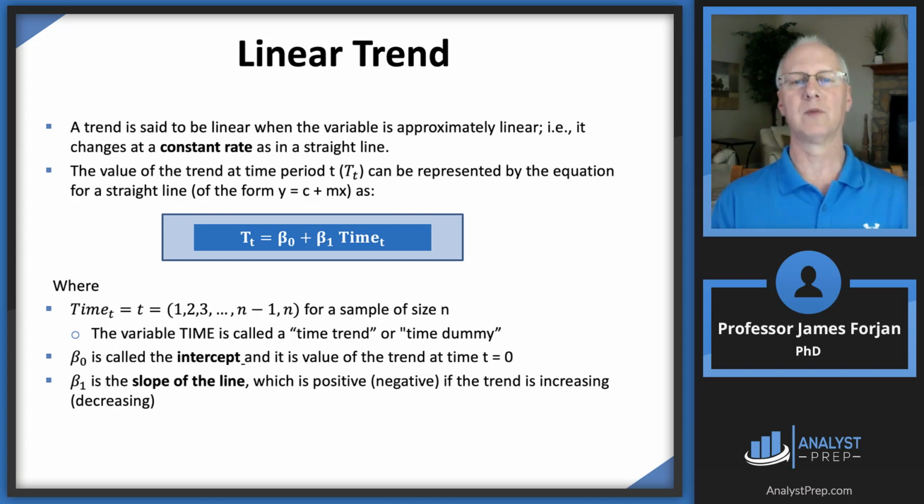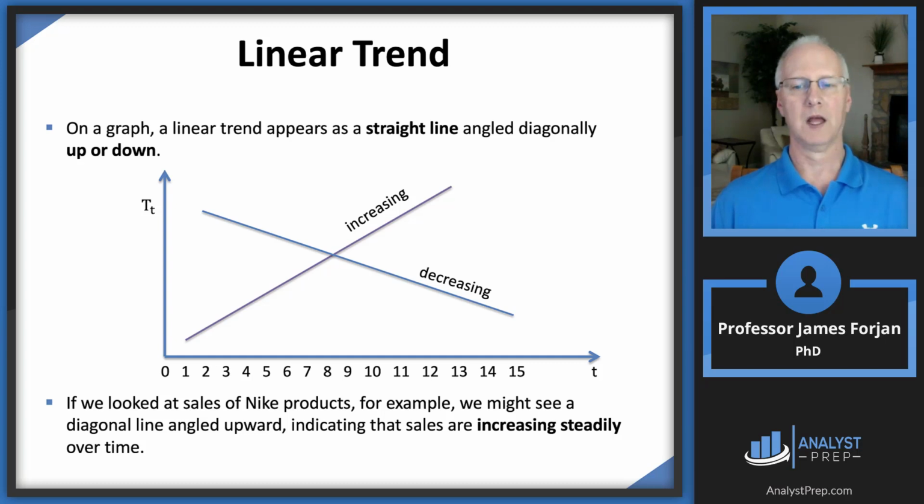So hopefully you get a sense of what we're trying to do here: to decide if there is a positive or a negative relationship between the passage of time and the dependent variable. And so there's a quick picture of whether the slope could be upward or downward. Increasing, of course, goes up. Decreasing, of course, goes down. And there's an example in the last square point, sales of Nike products. We probably will see a diagonal line angled upward, indicating that sales are increasing steadily over time.